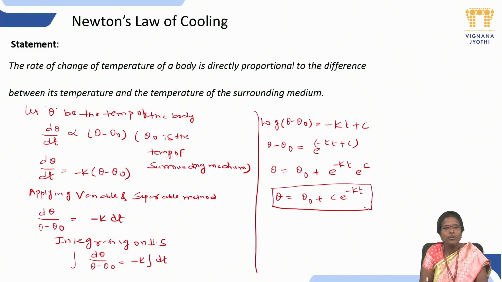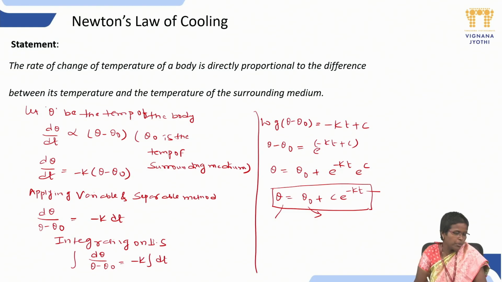So Newton's law of cooling says that the rate of change of temperature of a body is directly proportional to the difference between the temperature of the body and its surrounding medium. Here theta naught is the temperature of the surrounding medium, t is the time, and theta is the temperature of the body. So this is all about Newton's law of cooling.